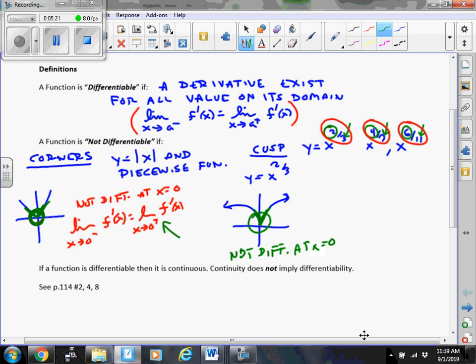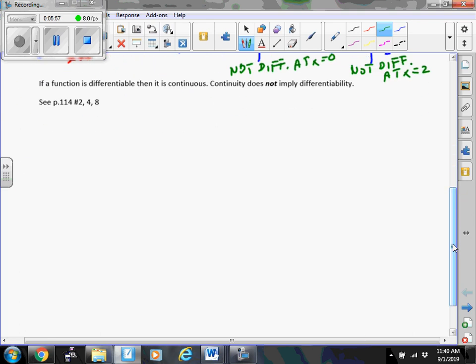Now the birdie, or the cusp, can be moved to other locations. All I have to do is a translation. So something like x minus 2 to the 6/11. That curve looks exactly the same, only it's been translated over to x equals 2. So here, this one is not differentiable at x equals 2. So I'm going to go ahead and skip part. I'll go down here and we'll look at those pictures in a second. We're going to do the 2 more.